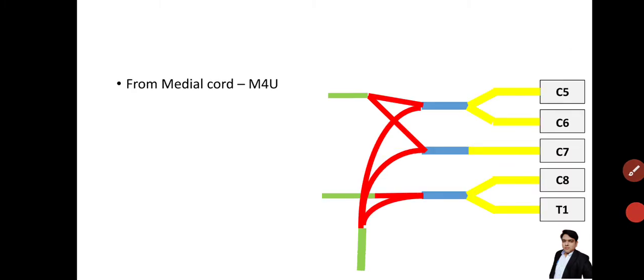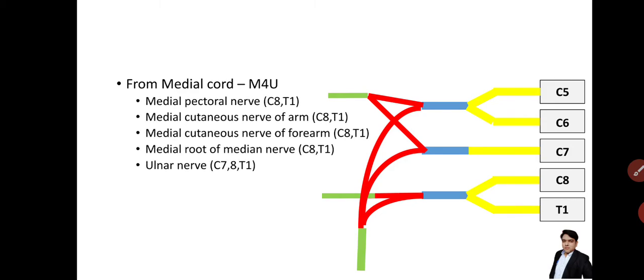Now the branches from the medial cord, mnemonic is M for U. Medial pectoral nerve, root value C8, T1. So this is medial pectoral nerve. Then medial cutaneous nerve of arm, root value C8, T1. Then medial cutaneous nerve of forearm, this one, root value C8, T1. Then medial root of median nerve, root value C8, T1. And then ulnar nerve, root value C7, C8 and T1.